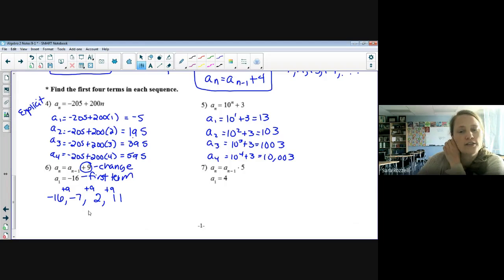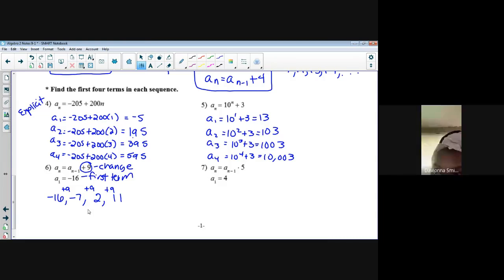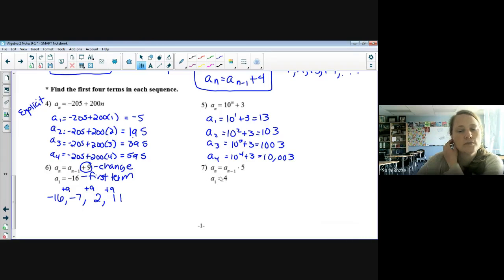Okay. So let's look at number 7. Where are we going to start? Where's our beginning number? 4. Our beginning number is 4. So that's our first term. We know that's where we're starting. And what is our change in between our numbers? Times 5. So that's what we're going to do every single time. So I want you guys to write out your first 4 terms. You start with 4, and then we're going to say times 5 each time.